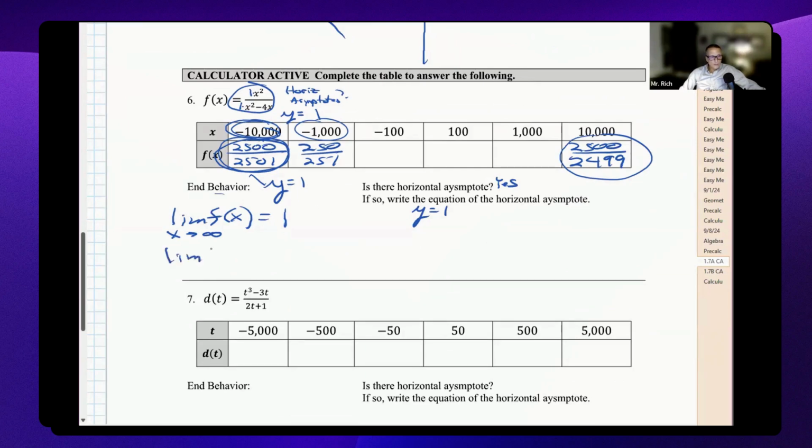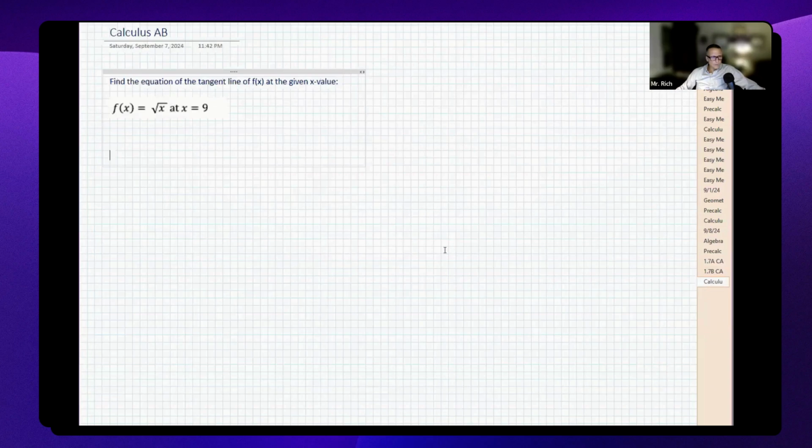I also know that this table is telling me that as I go out to the left, as x goes way out to negative infinity, it's also approaching 1. So there's nothing really new here in horizontal asymptotes except the way that we are expressing end behavior in AP Precalc. We're using these limit statements. So you'll explore that a little bit more in 1.7 and even into 1.8.